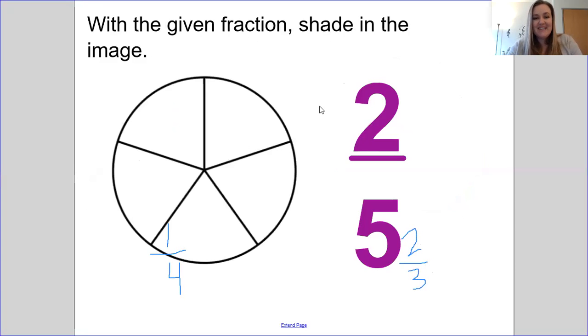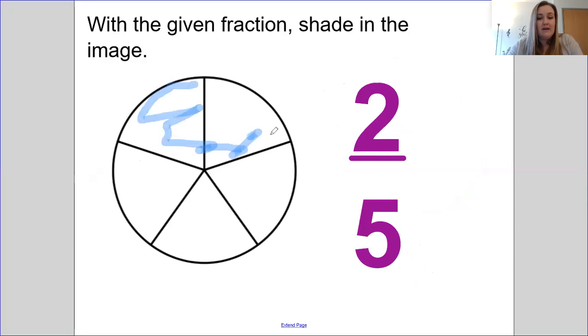Let's keep going, we're almost there. So if you look at this one here, with this given fraction, it wants to shade in the image as much as it's telling us. So 2/5. So we see here that there's 5. So I'm just gonna go, here's 1, and here's 2. So 2/5. That's all it's doing.